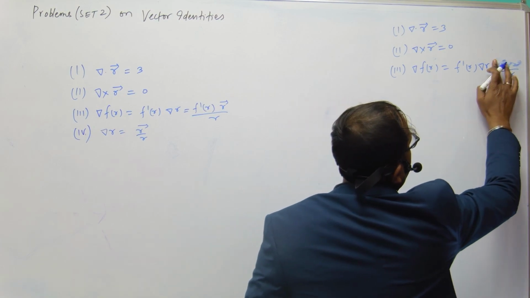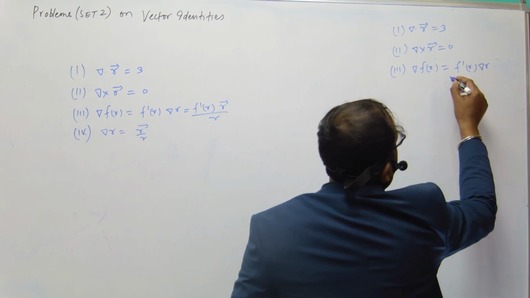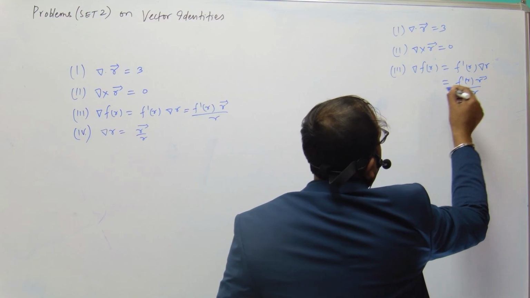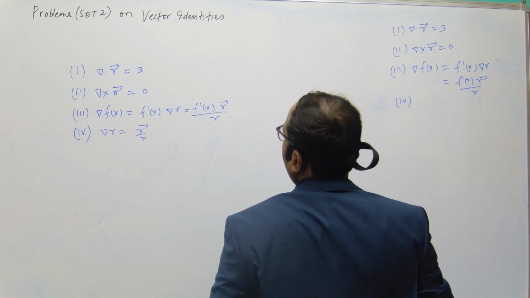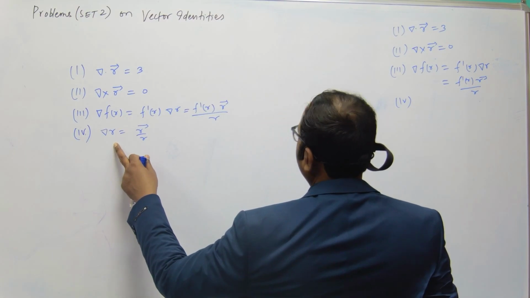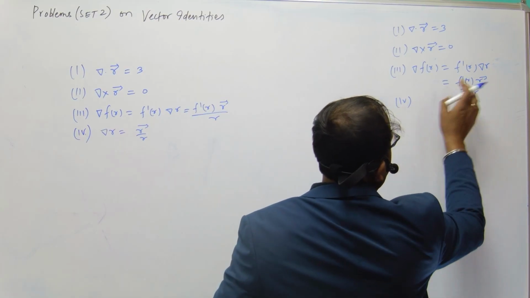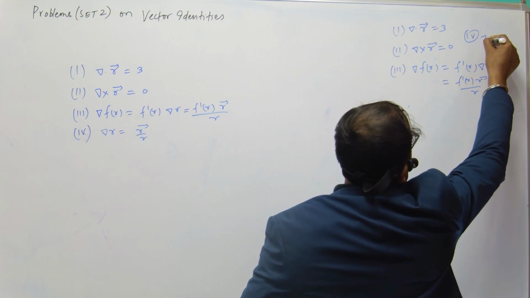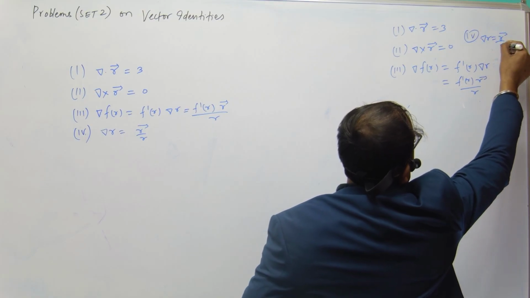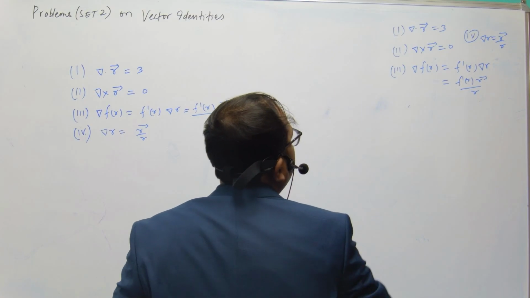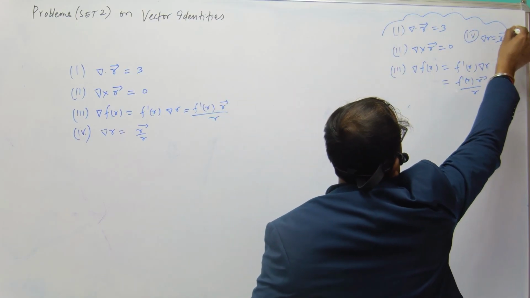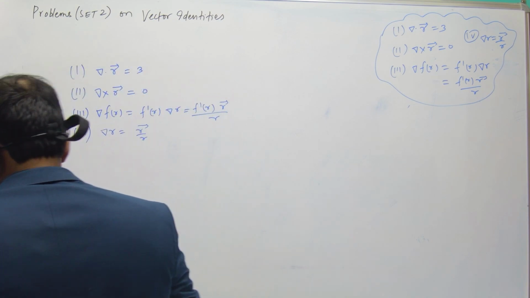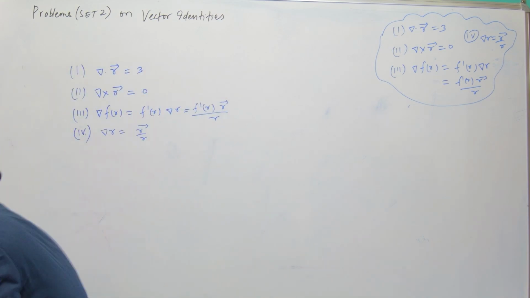Let us write down here. We have this equal to f dash r times r vector upon r. Fourth one is gradient of r, which is equal to r vector upon r. These are important results that we have to take into consideration while solving such types of questions. Let us solve these questions one by one.